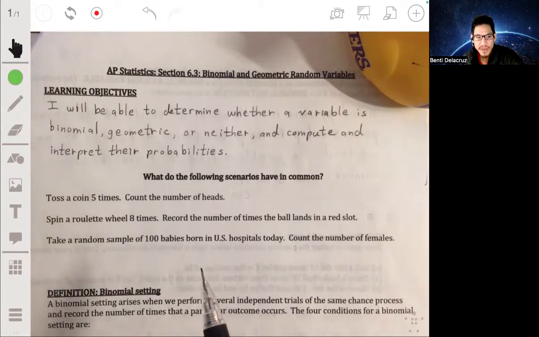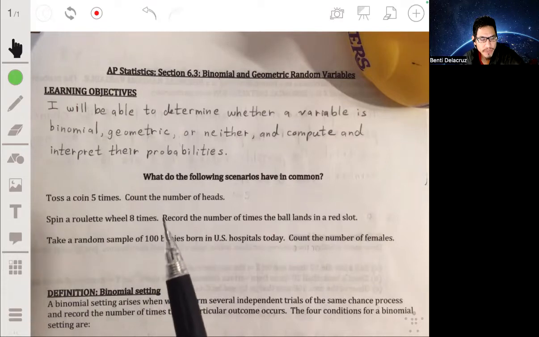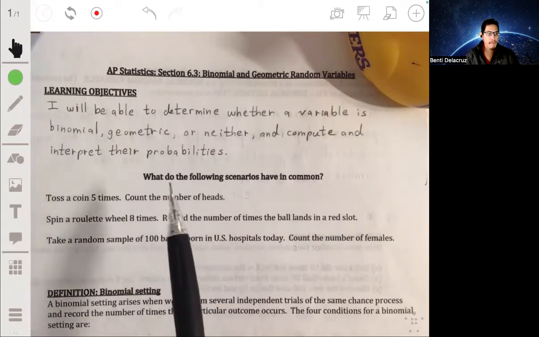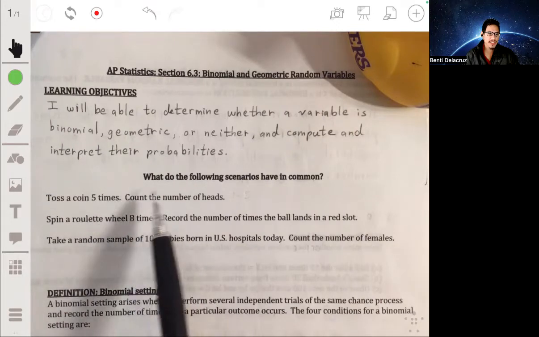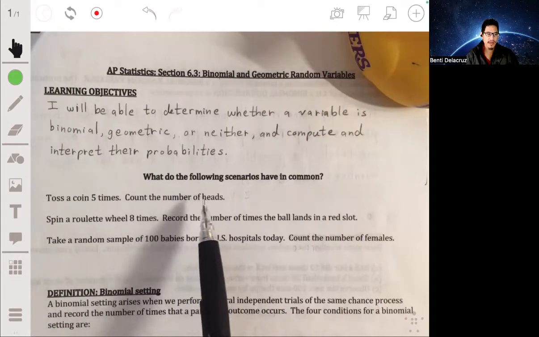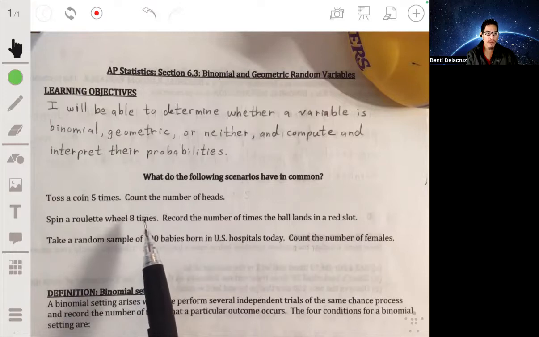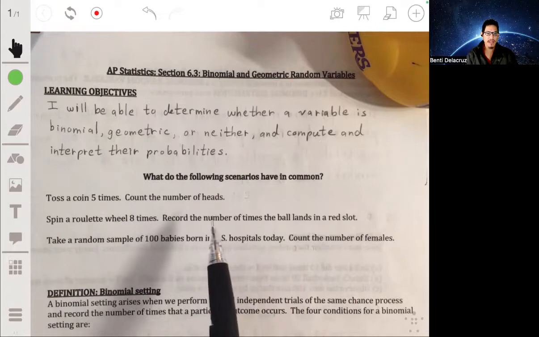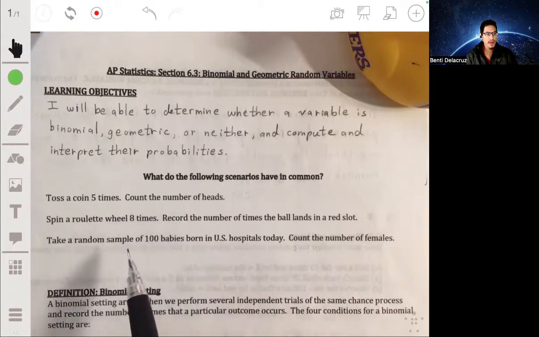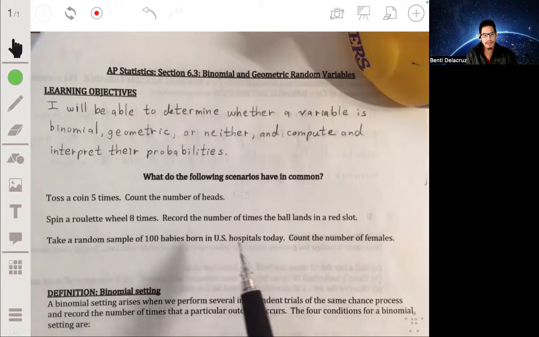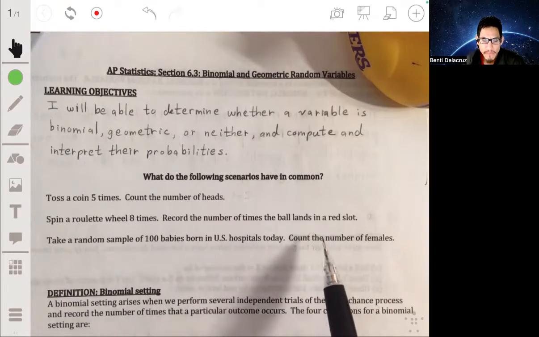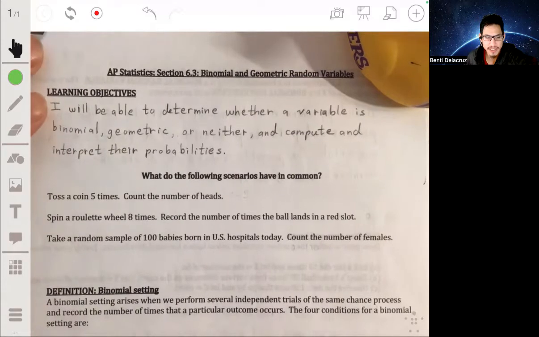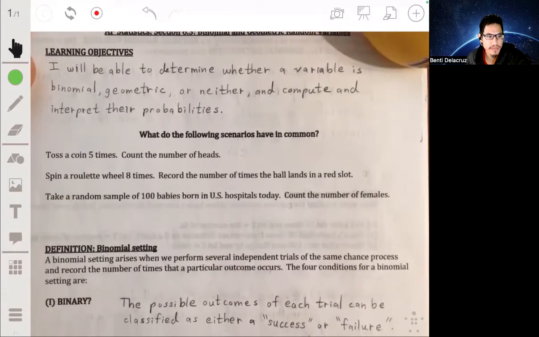They satisfy the condition of being binary, meaning you can have a clear definition for success or failure. For the first one, a success is a heads, a failure is not a heads, a tail. For the roulette wheel, success is getting a red slot, and a failure is not getting a red slot, so you could get black or green. And for the 100 babies, the success is getting a female, and a failure is not a female. So that's the binary condition.